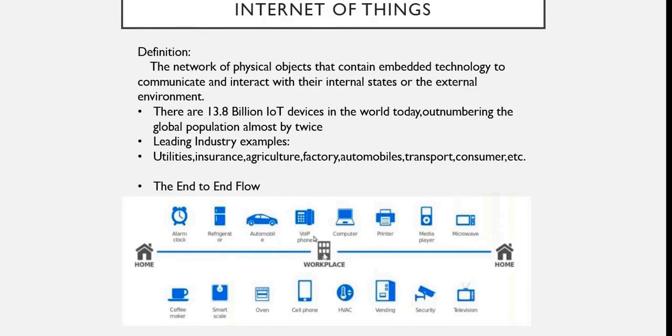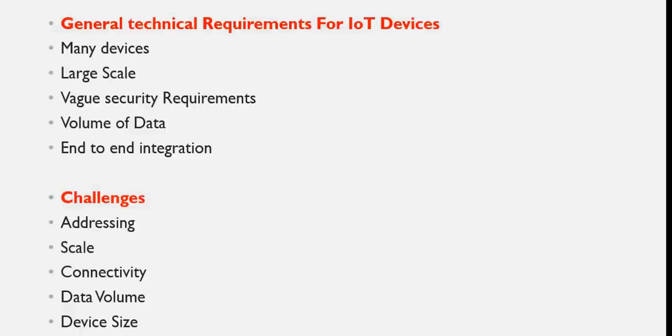There are 13.8 billion IoT devices in the world today, outnumbering the global population almost twice. The industries leading in IoT technology are utilities, insurance companies, the agricultural industry, factories, the automobile industry, and transport industries. Some consumers also use the Internet of Things. The end-to-end flow is given here in the figure.